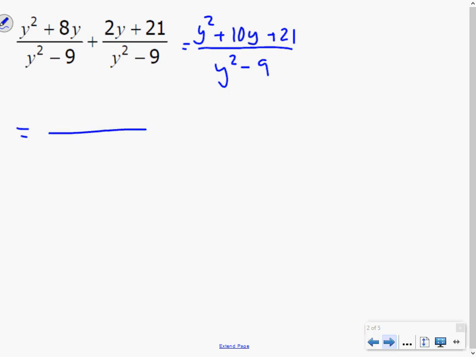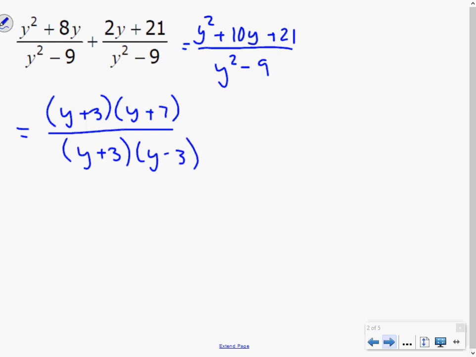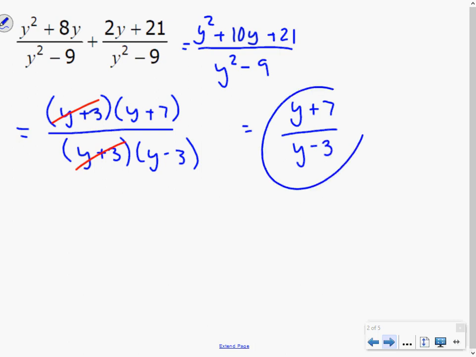So now we have a single rational expression, and we can just focus on factoring and simplifying. In the numerator, I can factor that into y plus 3 times y plus 7. And then in the denominator, I have a difference of squares that will factor into y plus 3 times y minus 3. So now we can see there is a common binomial of y plus 3 in the numerator and denominator. We cancel them out. We are left with y plus 7 over y minus 3.